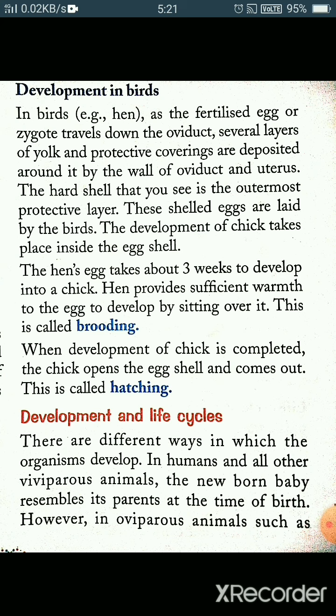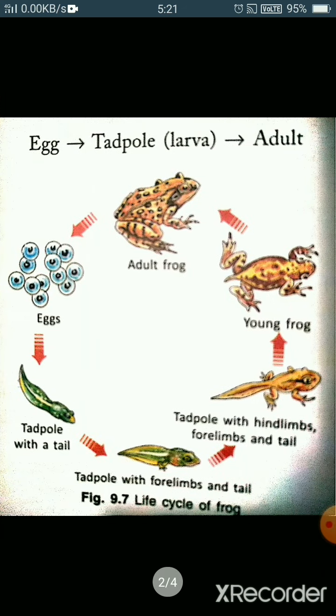Now, development and life cycles. As we know that in viviparous animals like the human being, the dog, cat, all, the babies are quite similar to their parents. However, in oviparous animals like the frog, fish, what happens? The young ones that hatch out from the egg look very different from the adult, and they are called larvae.